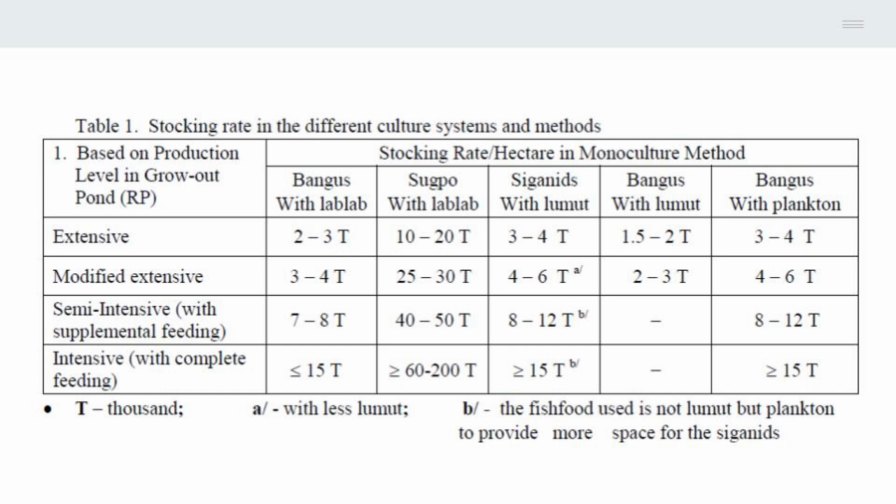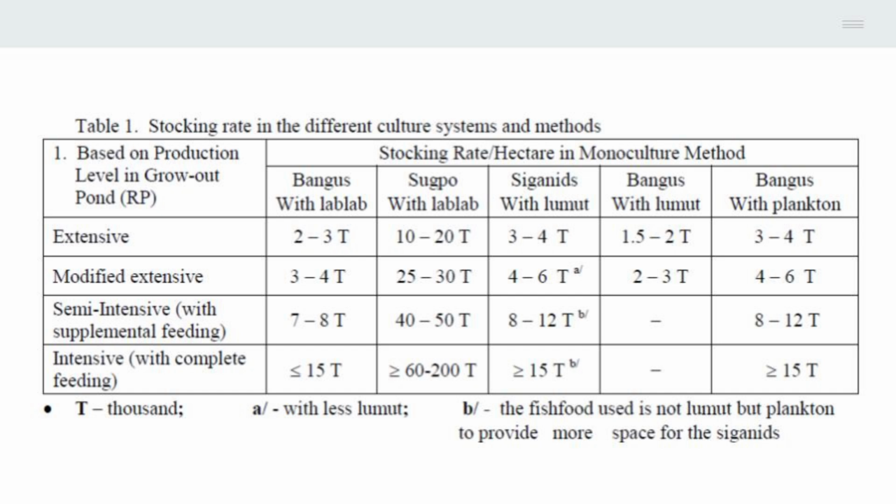Lastly, the intensive culture with complete feeding. Intensive culture systems have the highest stocking densities, often exceeding 50,000 per hectare. These systems rely entirely on formulated feeds to support fish growth. In high production farms, sugpo can be stocked at 60 to 200,000 per hectare, while bangus can reach 15,000 or more per hectare.